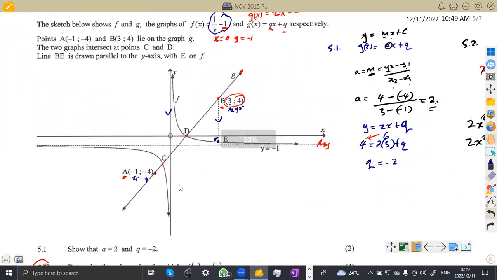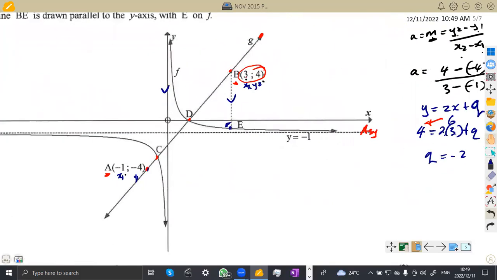So which one is going to represent D? Which one is going to represent C? You can see that D is on the positive side here, so that's where we have our 1. And C is on the negative side, so that's where we have our half. So that is what you're going to do.